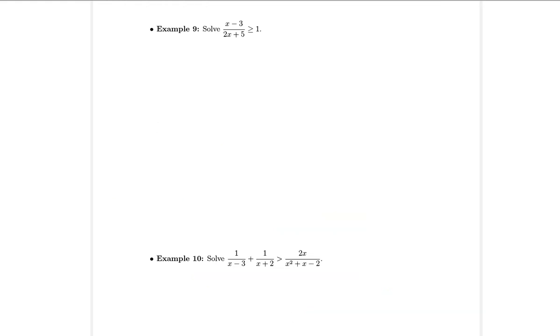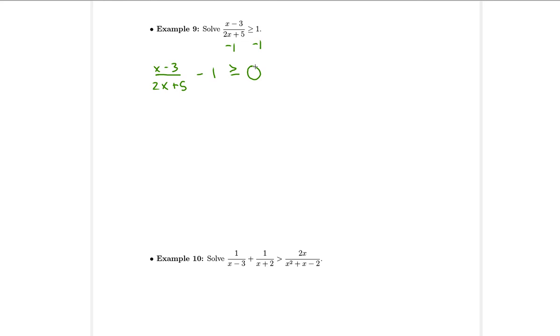All right, so now example 9 might look a lot like that previous one, but we definitely have something different going on, because while we do have just this single fraction involving x's like on the last problem, we have a 1 on the other side. And remember that our step number 1 was to move all terms to one side. And so I need, as my first step, to subtract 1 from both sides. So I have (x minus 3) over (2x plus 5) minus 1 is greater than or equal to 0.